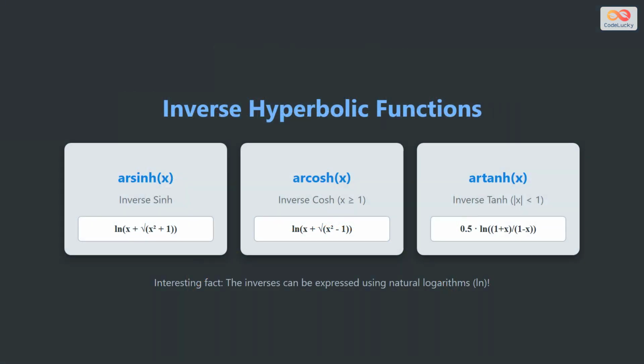Just as we have inverse trig functions, we have inverse hyperbolic functions: area sinh, area cosh, and area tanh. A fascinating property is that because the original functions are based on exponentials, their inverses can be expressed using natural logarithms. This makes calculating them very easy if you have a calculator with a natural log button.